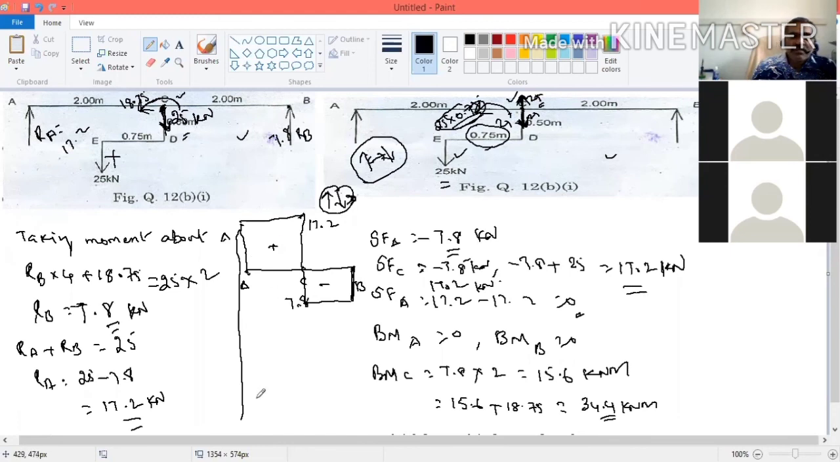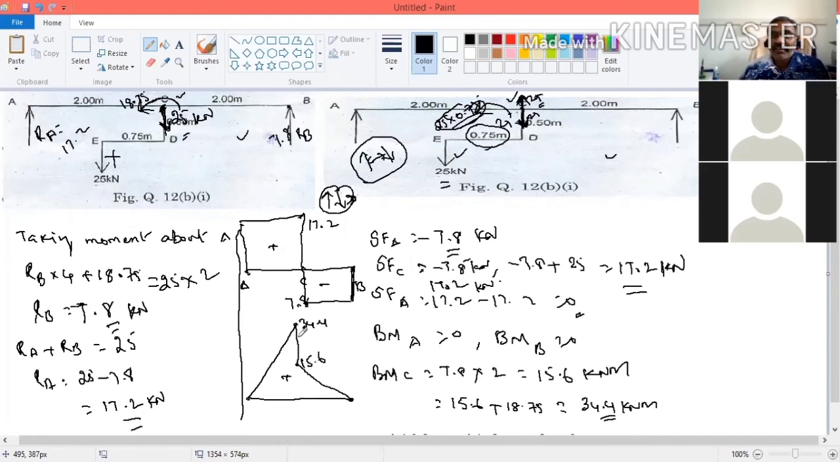If you draw the bending moment diagram, here it is zero, here it is zero. And bending moment at C, we calculated two times, one without the couple and one with the couple. So without the couple, let us say it is 15.6. You have to connect linearly. Why do you connect linearly? Because of the point load, bending moment. Then it suddenly increases to 34.4, and then it comes to zero. So this point is 15.6. This point is 34.4 and positive.